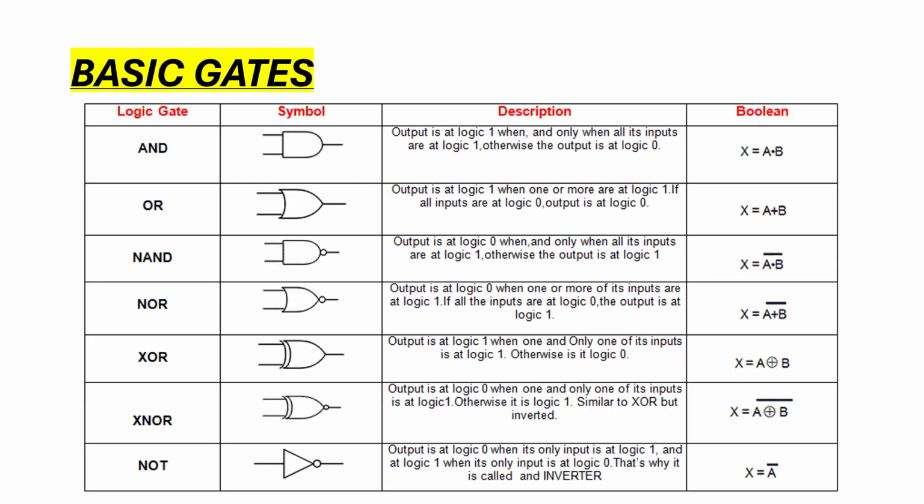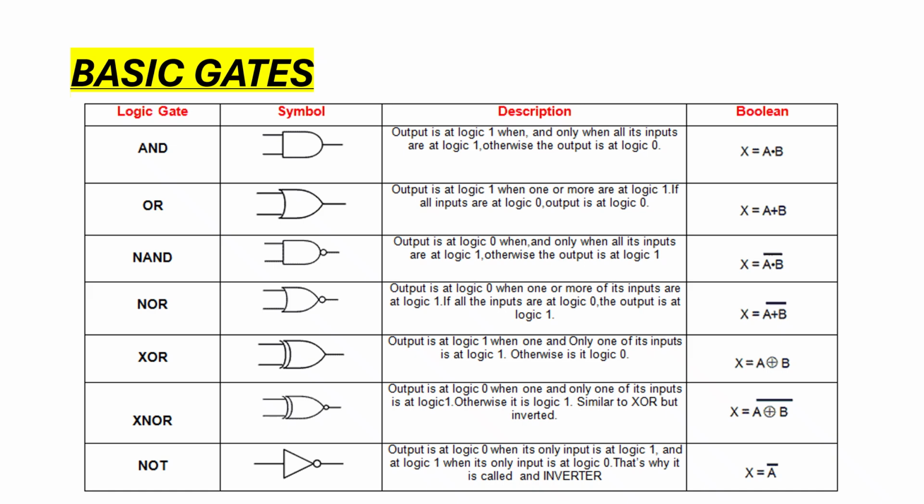Basic gates. Basic gates are nothing but AND, OR, and NOT. These are the basic gates. Universal gates: NAND and NOR are universal gates. We say NAND and NOR are universal gates because with the help of these gates, we can build any other type of gate.